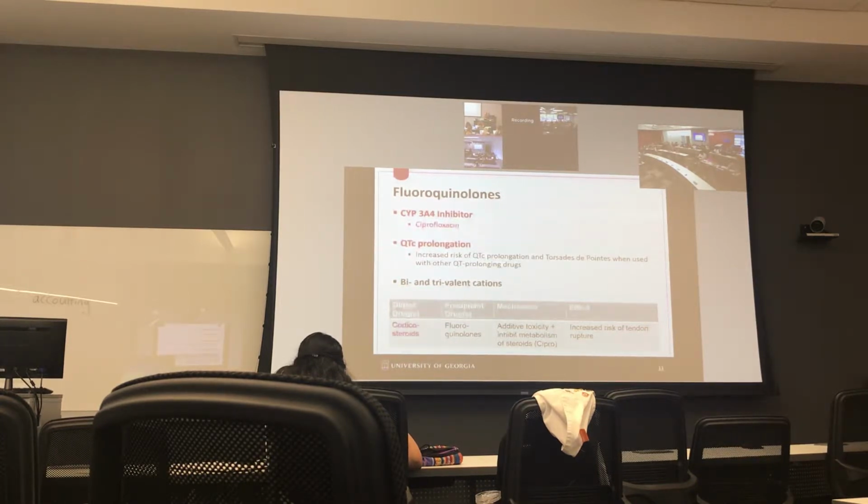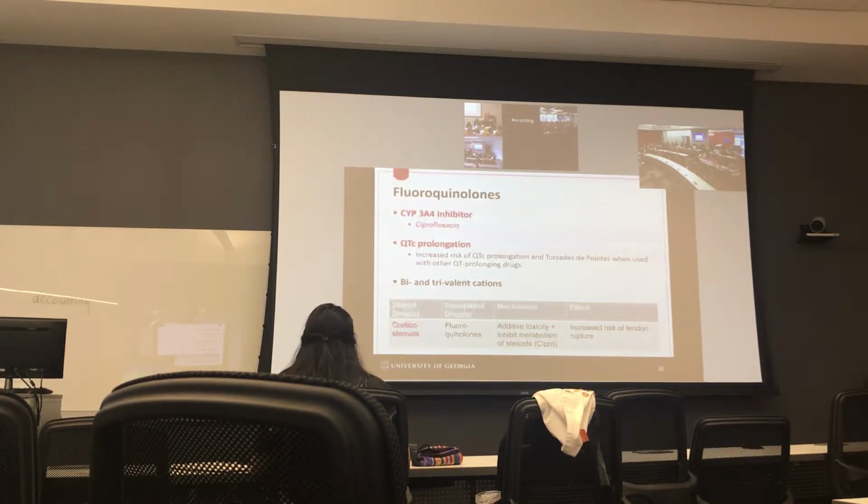So our next class are fluoroquinolones, and they have some similar interactions to the macrolides and are another class of antibiotics that have numerous drug-drug interactions that we have to watch out for. So ciprofloxacin is a 3A4 inhibitor. And all of these agents also cause QT prolongation. So again, we have to worry about extensive QT prolongation leading to torsades in patients on multiple QT prolonging drugs.